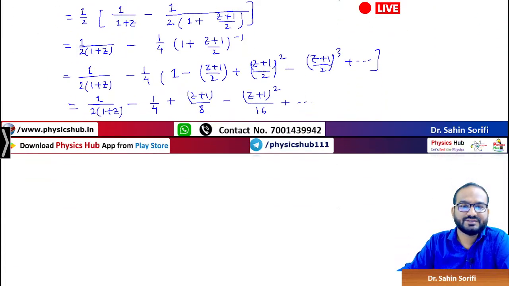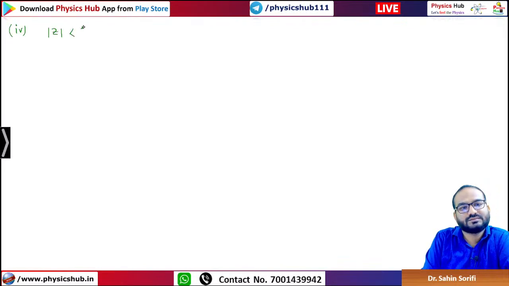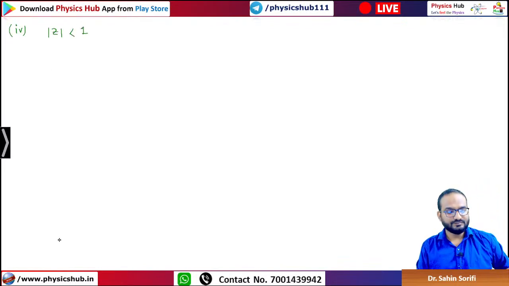can you draw it by yourself? The condition: can you draw mod z less than 1? So this is very easy. What does it represent? Can you tell me what this mod z less than 1 represents? In words, if you represent it, what does this mod z less than 1 represent? Which points?